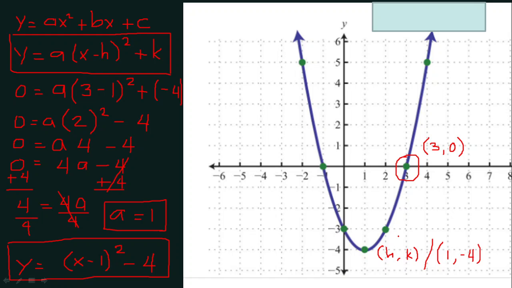I hope you understand my explanation on how to find the equation of a quadratic function given only its graph. So again, all we need to do is to locate the vertex of the parabola for us to have the values of h and k, and then choose any point on the parabola. In our example, I used this point, which is 3, 0, and then just substitute everything in our vertex form for us to solve for the value of a, and then there you have it, our equation of this parabola.